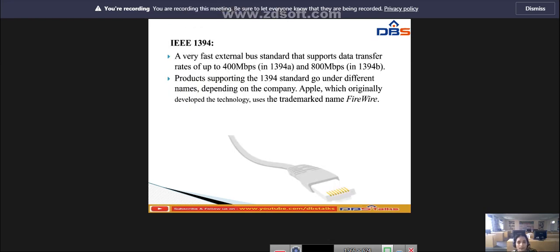It is a very fast external bus standard that supports a data transfer rate of 400 megabits per second in 1394A, and 800 megabits per second in 1394B.